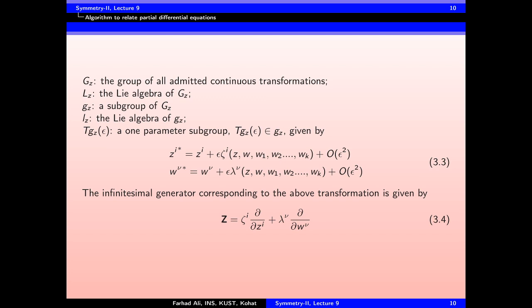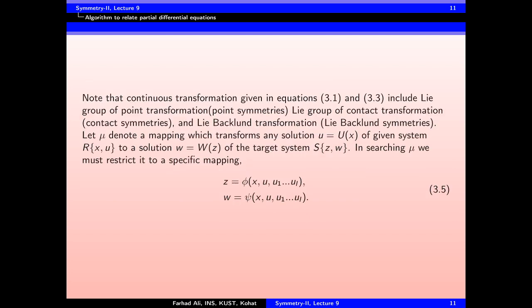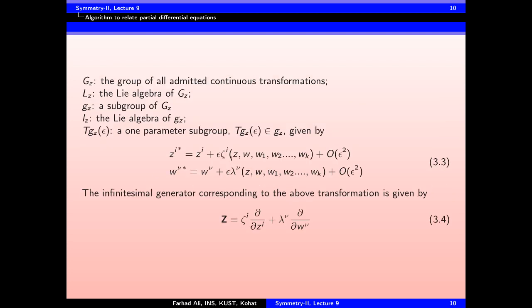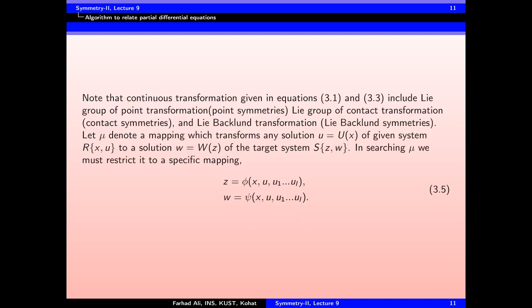Chi 1 and lambda nu are defined in equation 3.3. Note that the transformations given in 3.1 and 3.3 are the most general form of transformation. This is the most general form of the Lie transformation. It contains the Lie point symmetry, contact symmetry, and Bäcklund symmetries.